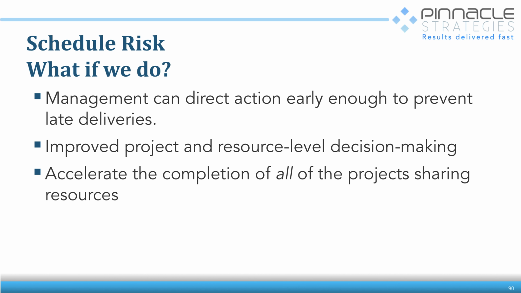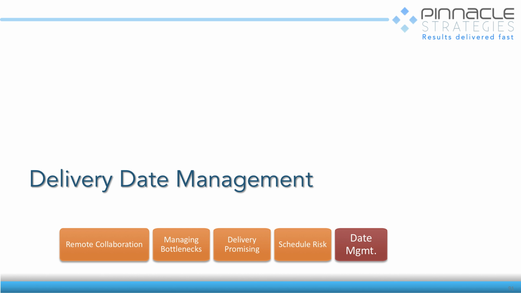Now, once we've got schedule risk, we know where the bottleneck is, and of course we can't do schedule risk if we don't know where the bottleneck is. We can't do schedule risk if we're not doing delivery promising. So once we've got this done, then we can move into managing dates. Everything gets managed by the dates.